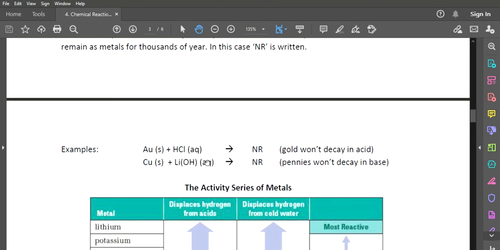We're not going to rewrite all of this because then, if you quickly look at this, it makes it look like a reaction did happen. So instead, NR, or no reaction. And this is a very outdated example, but pennies won't decay in a base. That OH means it's a base, but pennies haven't been around for a while.